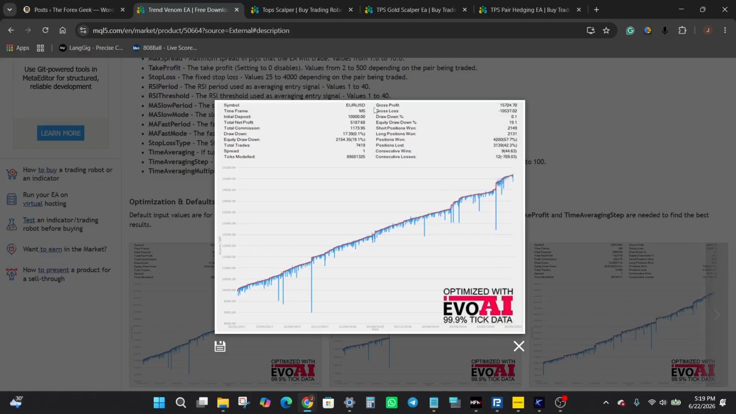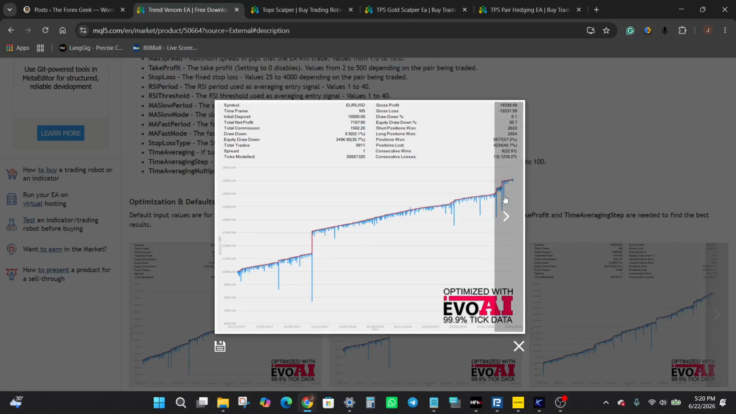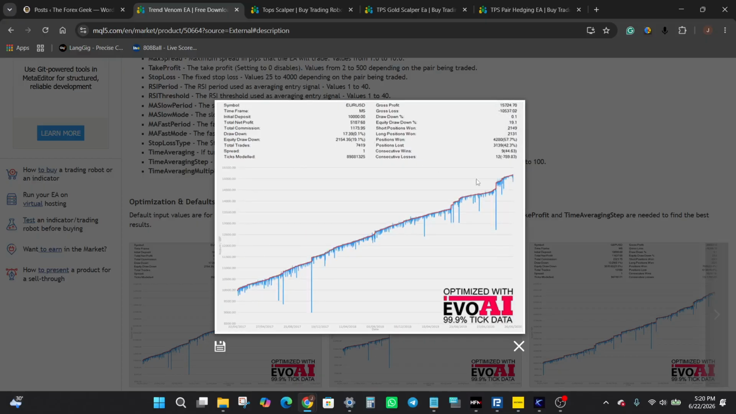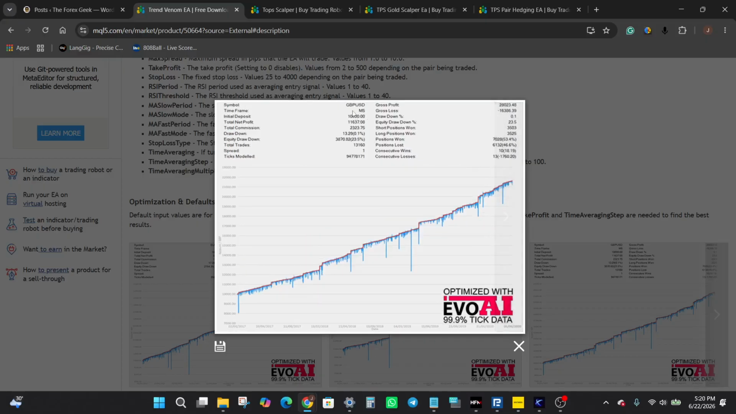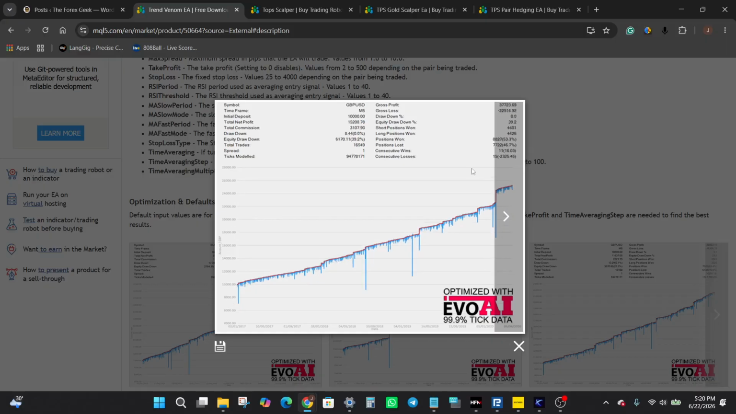So I can see that here the recommended symbol and time frame was used. $10,000 deposit, net profit was over 51%, 5,187.68 to be precise. That's total net profit. The positions won, we have 4,280. That gave us a 57.7% win rate. Here we have what seems to be a different setting. This is for EURUSD M5. This is also EURUSD M5. This is GBP M5. We have a 53.4% win rate, and so on and so forth.